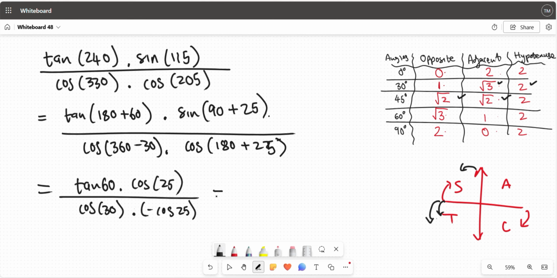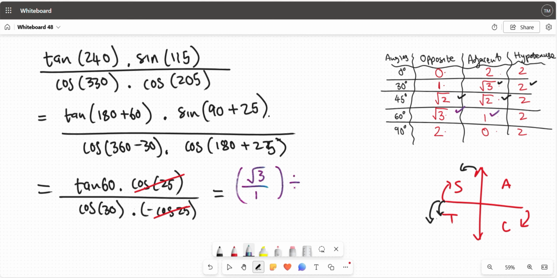Then at this point I can start cancelling. Before cancelling, I can at least cancel these two, but those other ones I do need to use my special angles for those. So let's substitute for the tan. The tan 60 degrees is TOA, so it's this divided by that. Root 3 divided by 1.